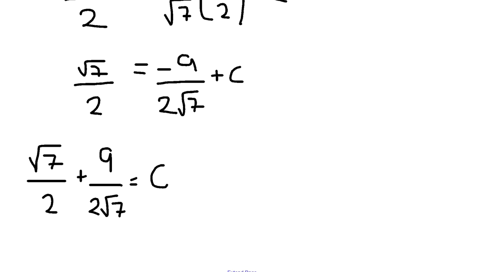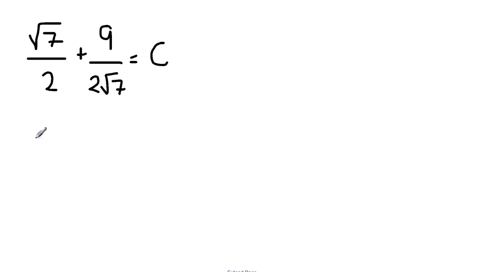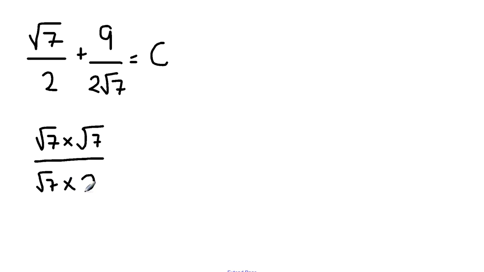Now, to add or subtract fractions, we need to ensure that the denominators are the same. Let's have a look at the left-hand fraction. To make the denominator the same, the 2, we're going to multiply it by square root 7. Therefore, we're also going to multiply the numerator by square root 7. So we should have square root 7 times square root 7 over square root 7 times 2, plus 9 over 2 square root 7 equals c.